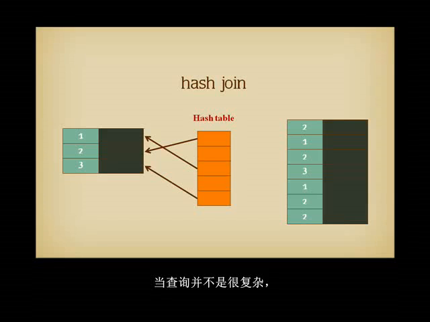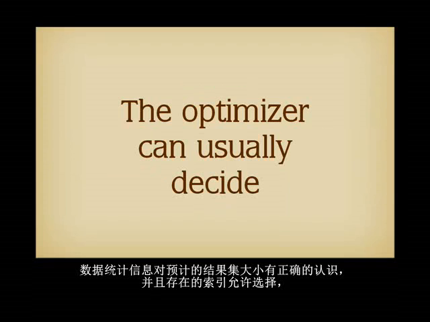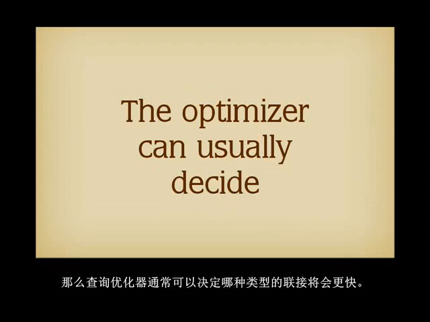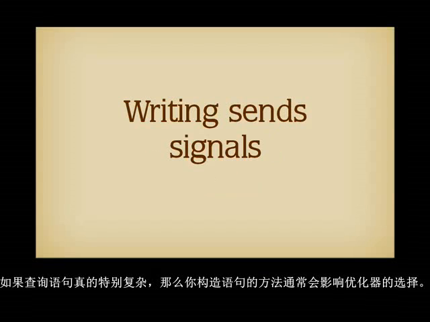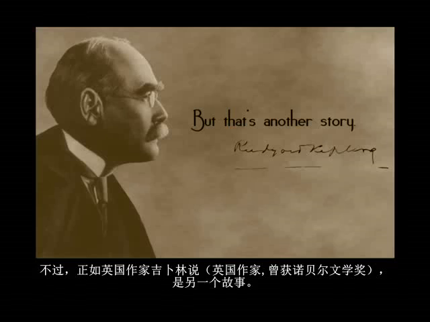When the query isn't madly complicated, when data statistics allow to get a fair idea about the expected size of the result set, and if existing indexes allow a choice, the query optimizer can usually decide which type of join will be fastest. If the query is really complex, the way you write it often sends signals to the optimizer. But that, as Kipling used to say, is another story.